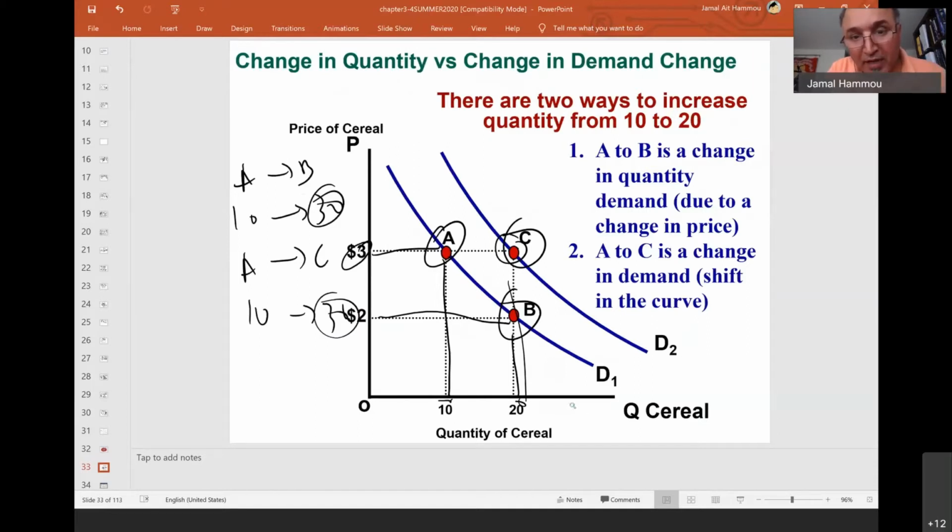The difference is that movement from A to B is along the demand curve, the same line, which is caused by a change in price. The reason I moved from A to B is because the price went from 3 to 2. That's a change in quantity demanded. But the reason I moved from A to C, from 10 to 20, is that the price didn't change, it stayed the same, but the quantity went from 10 to 20. So what causes the movement from A to C? Anything but the price, because the price stayed the same. Something else happened that moved A to C. So movement A to C is a change in demand. Movement from A to B is a change in quantity demanded of the cereal.